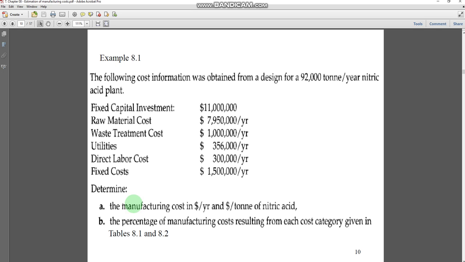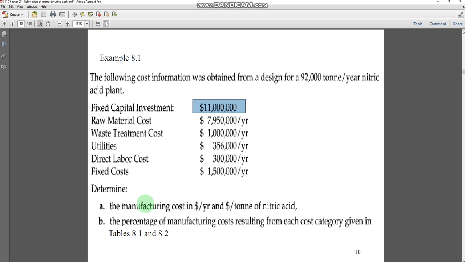Now let us solve this example, which is very simple. The following cost information was obtained from a design for a 92,000 ton per year nitric acid plant. So there is a plant with an annual capacity of 92,000 ton per year. The fixed capital investment is given here, $11 million. Raw material cost is $7.95 million. Then we have the waste treatment cost of maybe $1 million. Utilities are $0.356 million. Direct labor cost is $0.3 million, and fixed cost is $1.5 million.